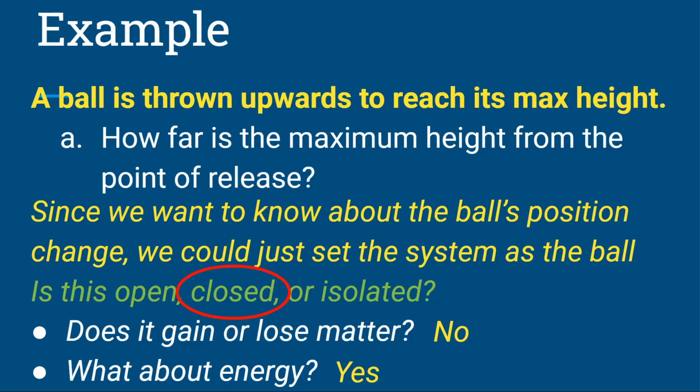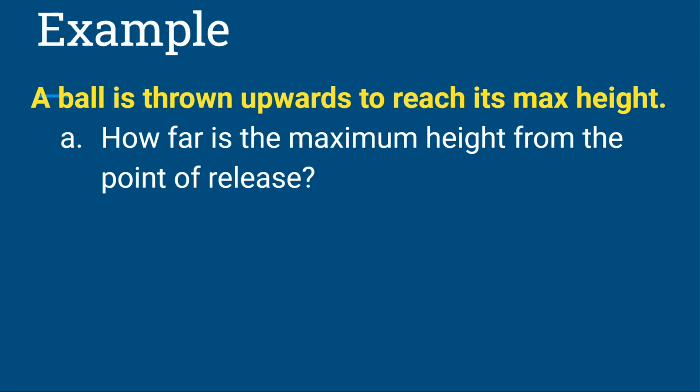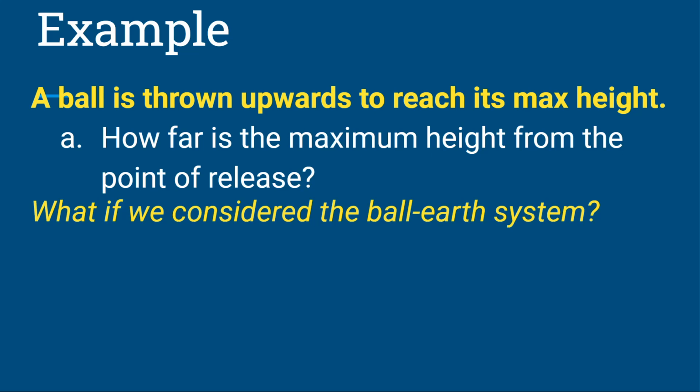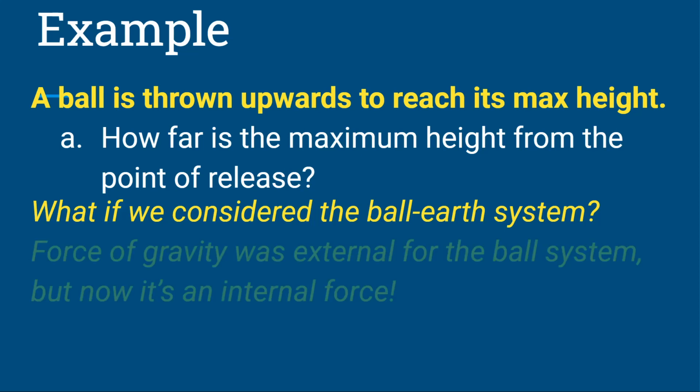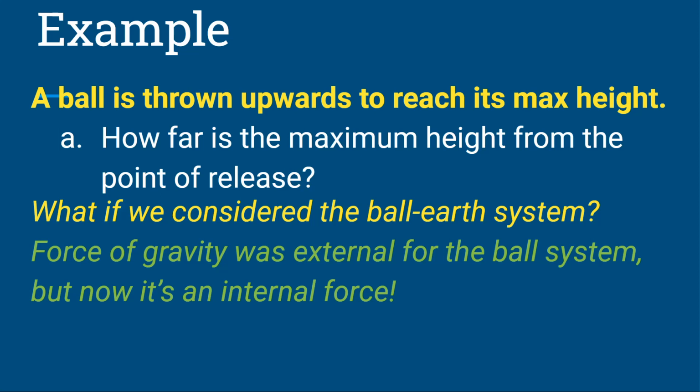All right, so let's look at the same scenario, but what if we considered the ball-earth system instead? Okay, so we had just the ball a second ago, but what if it's the ball-earth system? Okay, and the force of gravity was external for the ball system. When it was just the ball, gravity was an external force acting on that ball that caused it to slow down as it rose. That's why it lost kinetic energy as it rose.